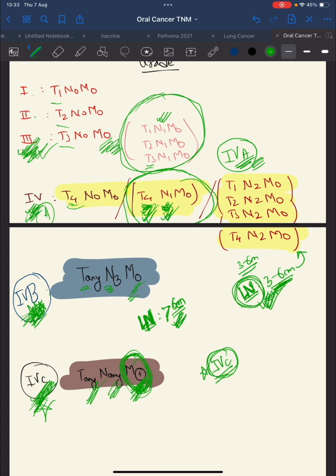Okay, and the next is very simple: T1, T2, T3, T4 with no nodal involvement, no metastasis, will correspond to stages 1, 2, 3, 4. So this is the gist.